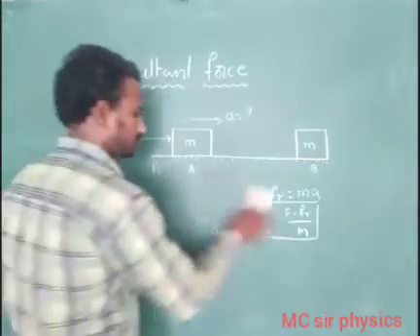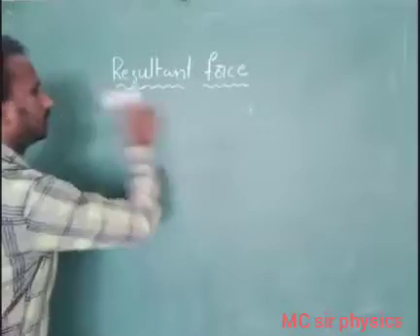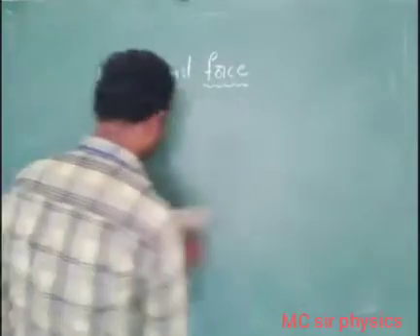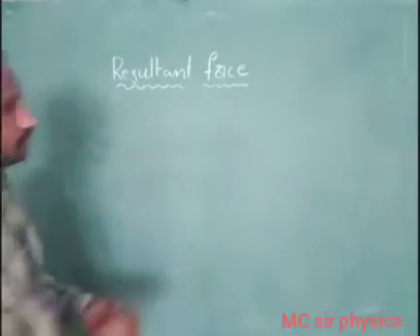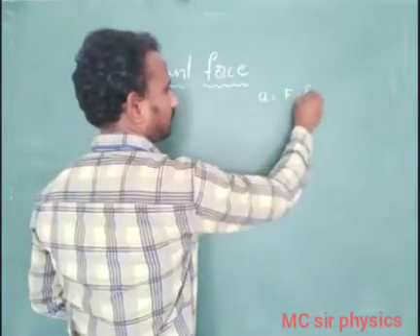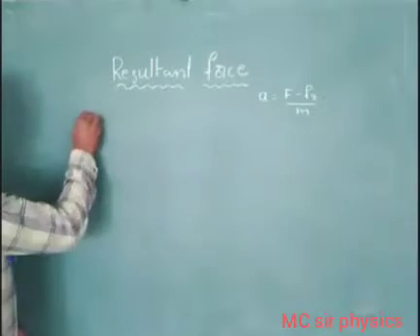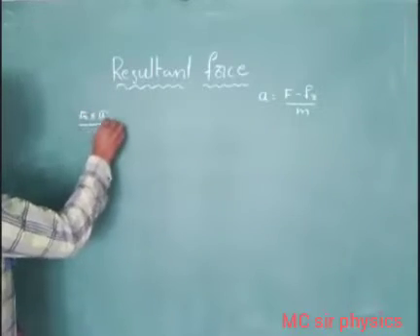Okay, just observe this formula related problems. What is the resultant acceleration? a equal to F minus Fr divided by m. Observe these example problems.